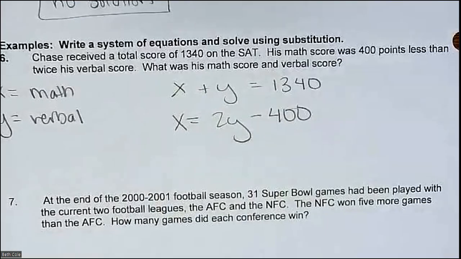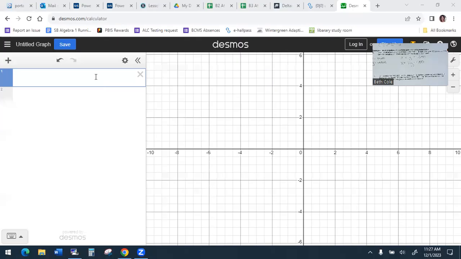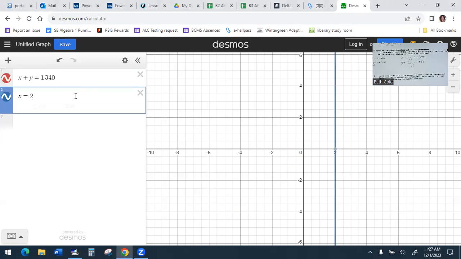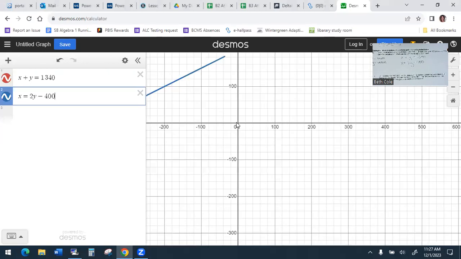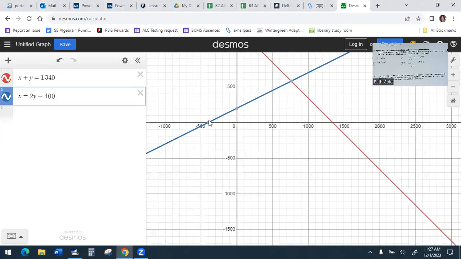Now that one we're not going to do by hand. I'm going to just type it in. So eyes up here. All right. X plus Y equals 1340. And then X equals 2Y minus 400. I don't know where that ended up, but 1340 is a pretty big number, so I'm guessing it's going to be way out here. Oh, there we go. And what part do I want to click on? Intersection. Here's what you're going to write on your paper. X equals 760. Y equals 580.